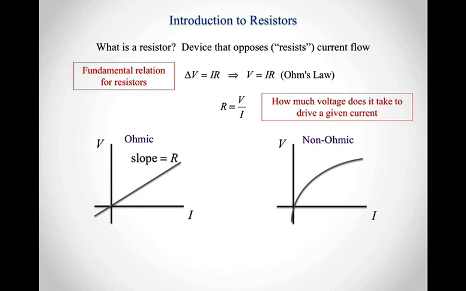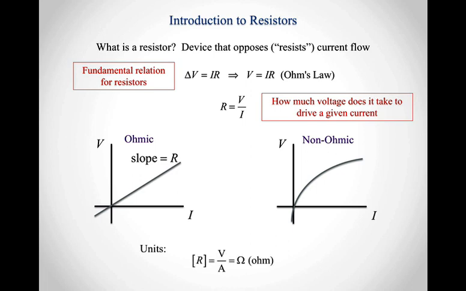And so the graph of V versus I for a non-ohmic material, instead of having a single constant slope, has a slope that simply changes as you vary either the current or the voltage.